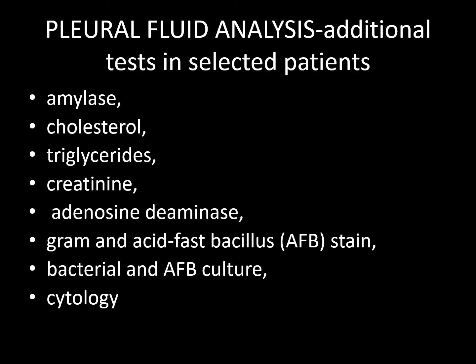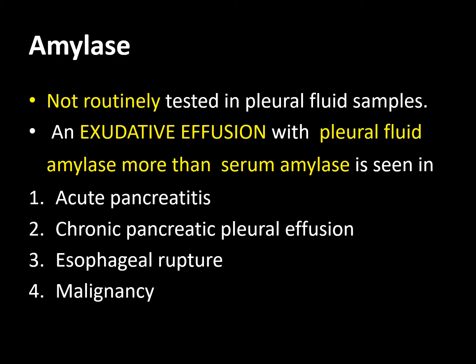Let's see a few additional tests: amylase, cholesterol, triglyceride, creatinine, ADA, Gram and acid-fast stain, bacterial and AFB culture, cytology. We'll see one by one. Amylase, it is not routinely done. An exudative pleural effusion with pleural fluid amylase more than serum amylase is typically seen in cases of acute pancreatitis, chronic pancreatic pleural effusion, esophageal rupture, and malignancy.